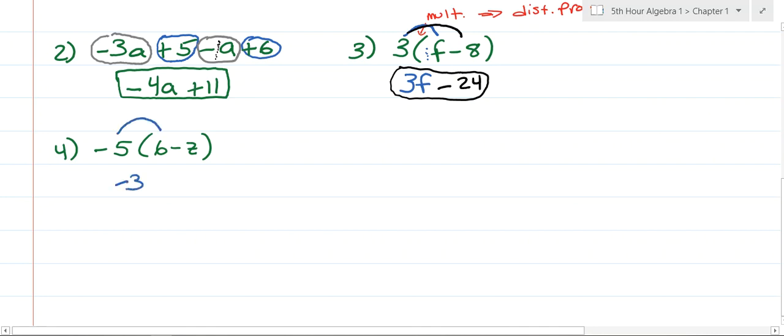Negative 5 times negative z. So 2 negatives makes a positive. And because of this plain 1 here, I think 5 times 1, which is 5. And then the z stays. So my answer is negative 30 plus 5z.